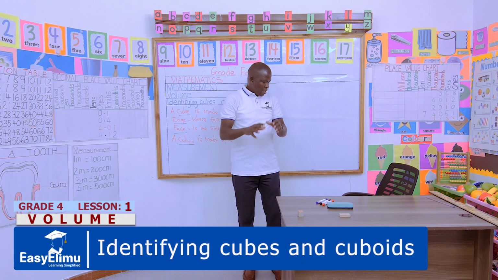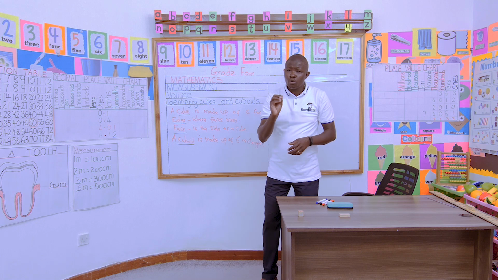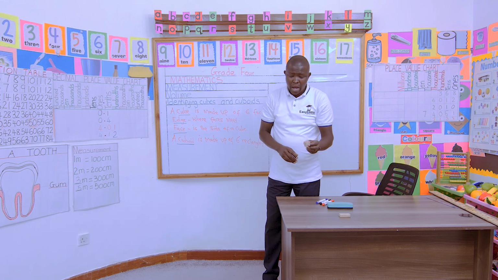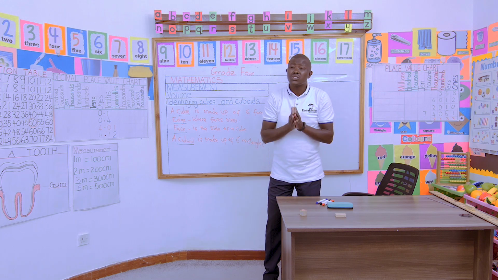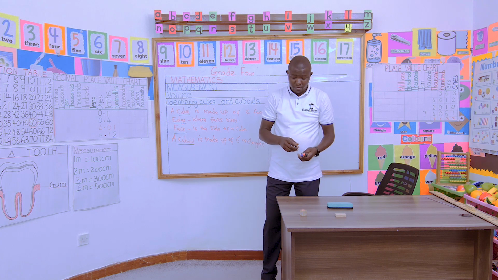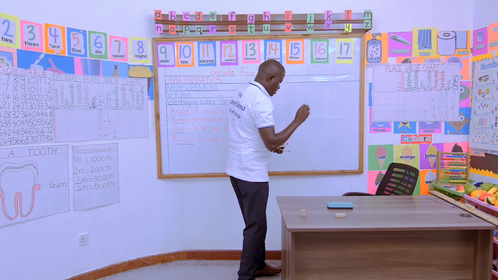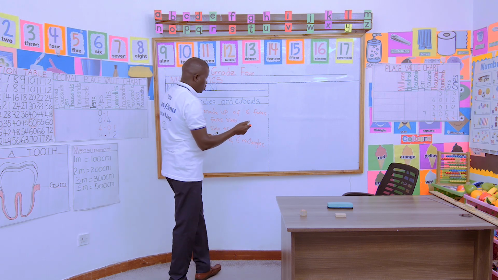Now, let us note this. The space that a cuboid or a cube occupies is called volume. The space that is occupied by a cube or a cuboid is called volume. I'm repeating, the space occupied by a cube or a cuboid is called volume.